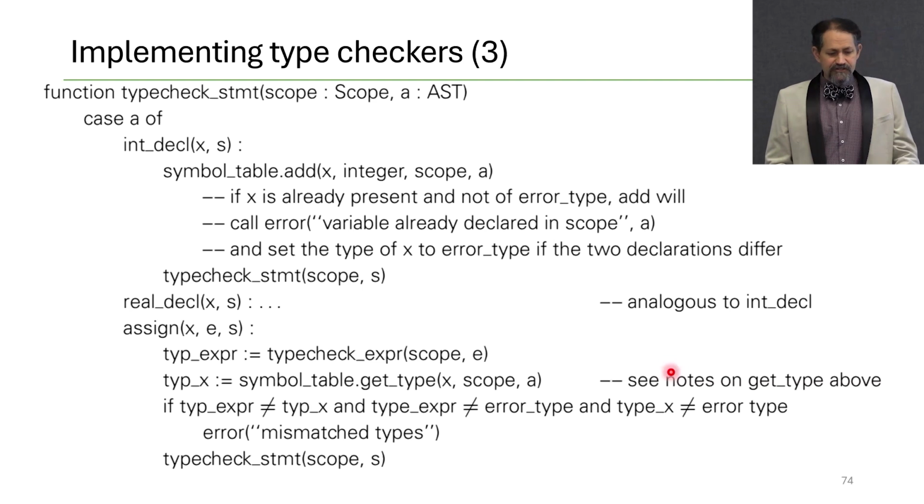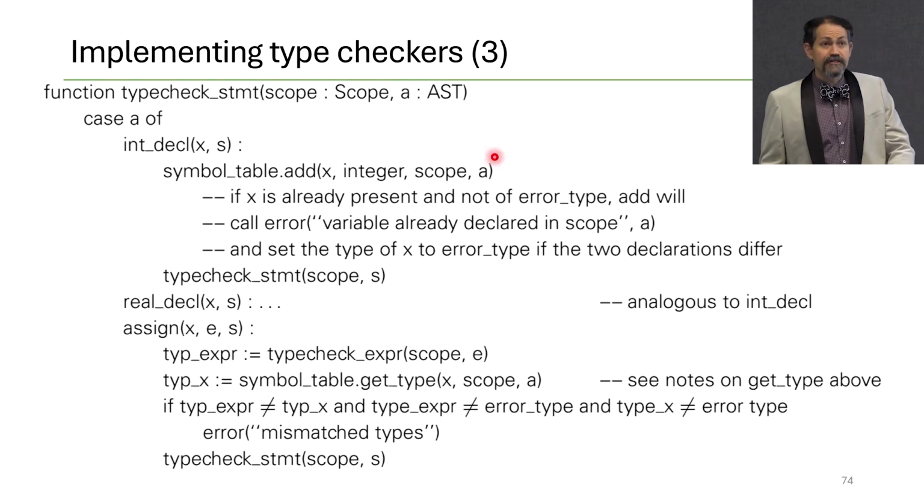How do we type check statements? Well, it's similar to expressions, but now we're going to be changing the symbol table and manipulating the scope. So if we come to a declaration of a variable x, then we'll add x at type integer to the scope, and again we'll return the current declaration statement A as a place to report the error message.